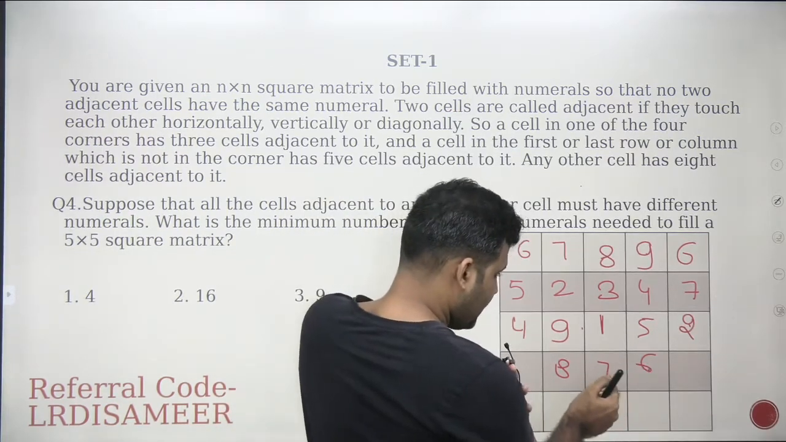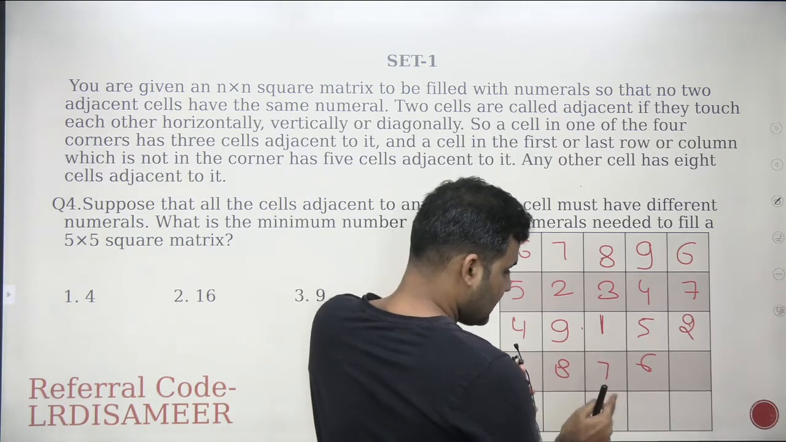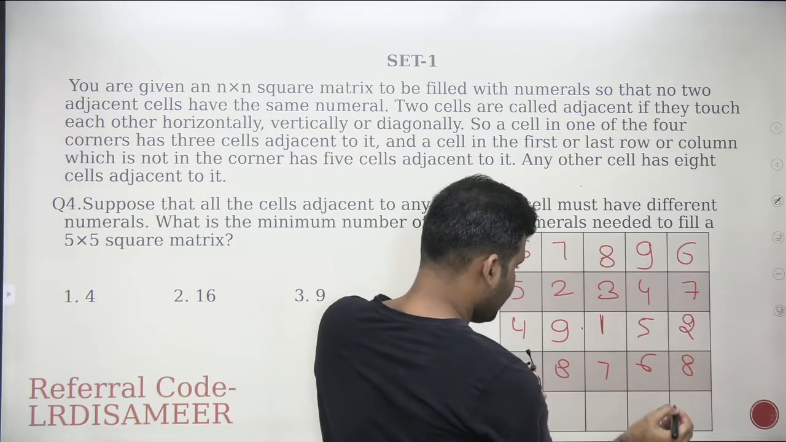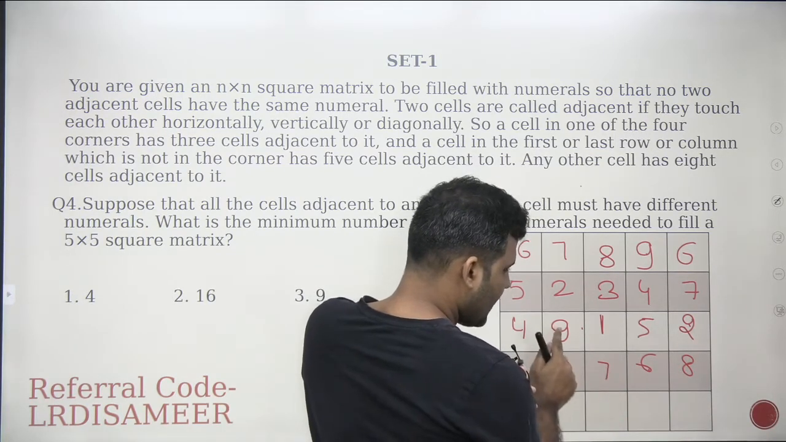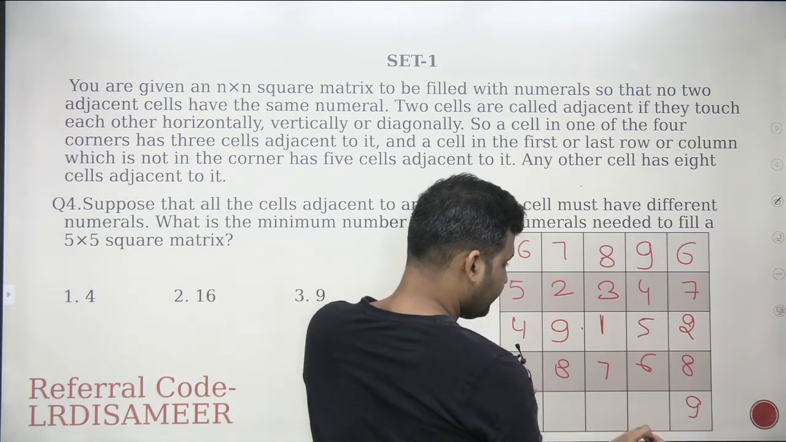Now you see that 7 is here, right? 7 is having a cell adjacent to it as 8. So this cell cannot have 8, this cell cannot have 8, so I can use this 8 here, right? 7 is also having 9 here. I cannot use 9 here, so 9 has to be used here.